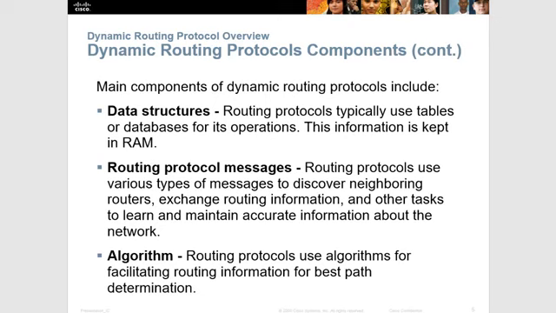Main components of dynamic routing protocols: you want to know these by definition, and just the definitions that you see in front of you are fine. You've got data structures, which include your routing tables and databases that your protocols use for its operations. It's kept in RAM, so know exactly what that is, as well as your routing protocol messages, which your routers use to exchange information between devices, keep them up to date, or initially exchange information about routes that your router knows. There's hello messages, there's update messages that are sent out, but this chapter doesn't get into all of that.